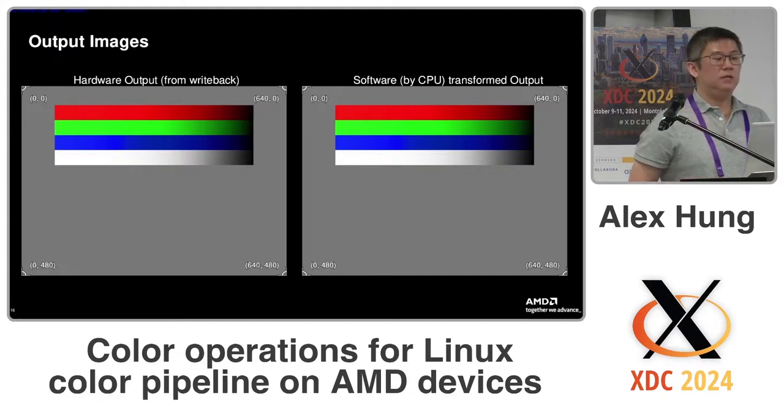If the output images are the same or similar, then a subtest passes. We also allow some margin of error. I believe it's like 5%, just because some of them, for example the 3D LUT, might not be a one-to-one map. So there could be some error margins.